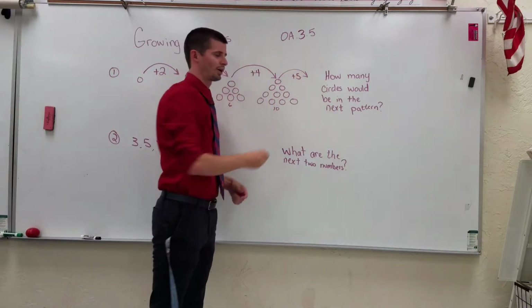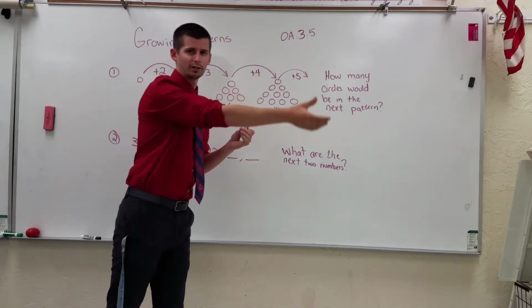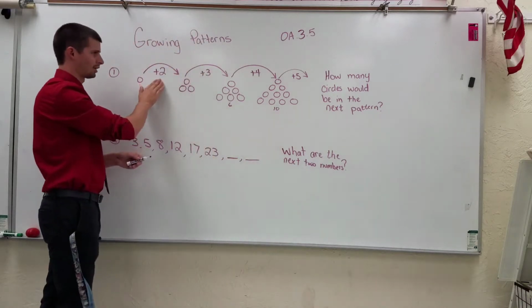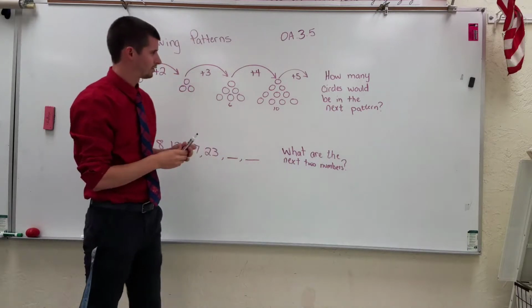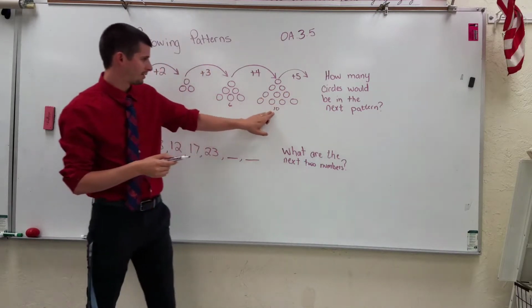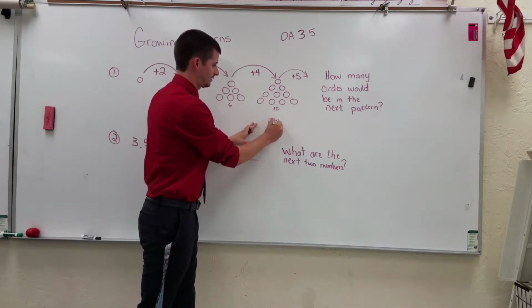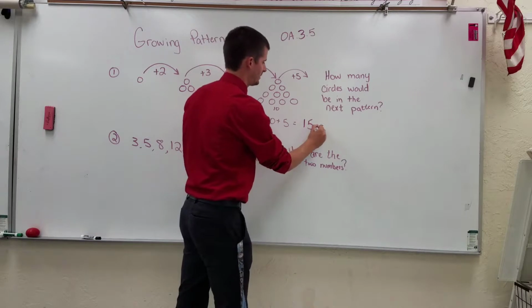Our pattern is growing. We're increasing. What we're increasing by keeps getting larger. It's not staying the same. It's not repeating. It's changing, it's growing. So we're going from 2 to 3 to 4 to 5. Now I know for the next one, I'm going to take my previous one, which was 10. So we had 10 circles, and I know there's going to be 5 more. So I know there must be 15 circles.